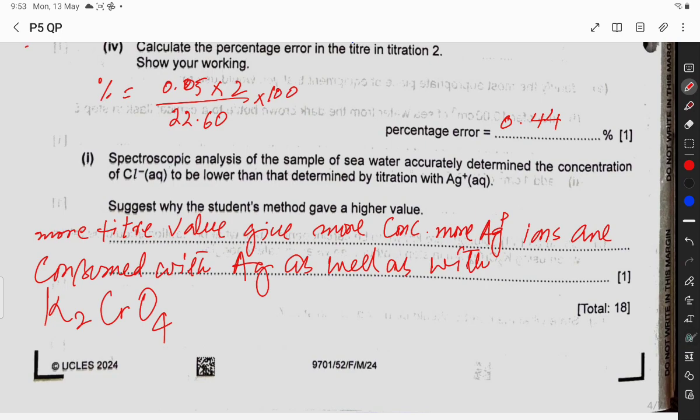Spectroscopic analysis of the sample of seawater accurately determined the concentration of chloride ion to be lower than that determined by titration with silver ion. Suggest why the student's method gave a higher value. A higher titer value gives a higher concentration, and more silver ions are consumed, with the chloride as well as with the potassium chromate ions.